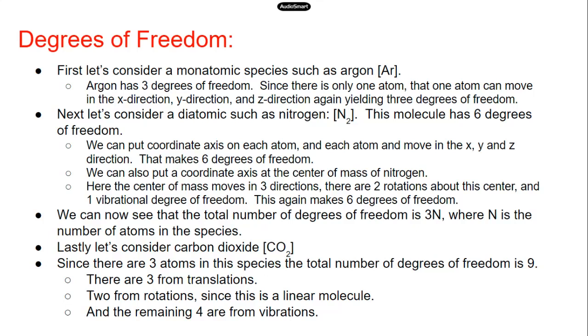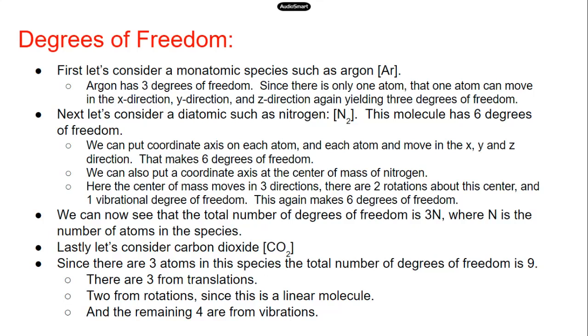Okay, so carbon dioxide, there's 3 species, a carbon, an oxygen, and another oxygen. If we look at these individually, they can go XYZ, XYZ, XYZ, so that's 9 degrees of freedom. So now let's look at the system. If we put this in a center of mass system, the molecule itself can move in the X direction, in the Y direction, in the Z direction. So that's 3 translational degrees of freedom.